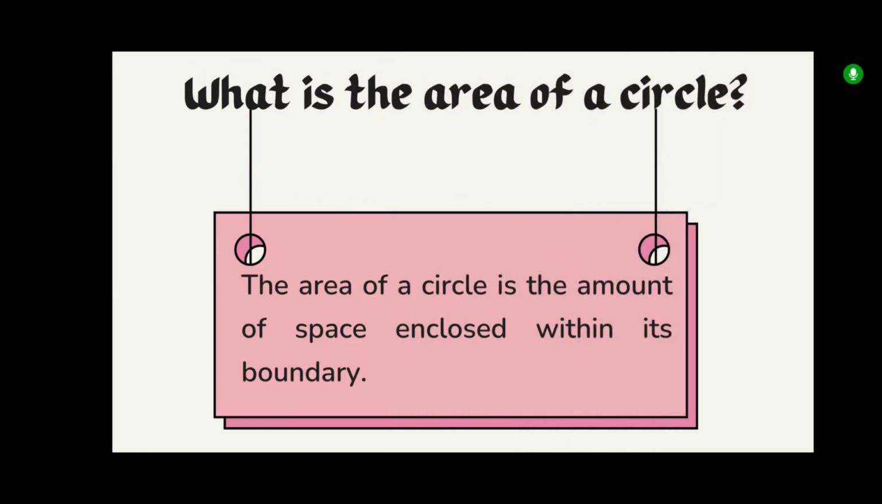Now students, here we are talking specifically about the area of a circle. So, what is the area of a circle? The area of a circle is the amount of space enclosed within its boundary. In other words, the whole region inside the curved line of the circle is its area. If you imagine coloring the inside of the circle completely, the entire colored part represents the area of the circle.